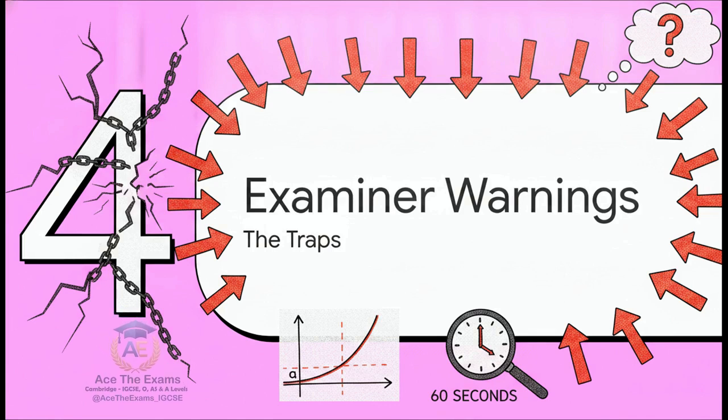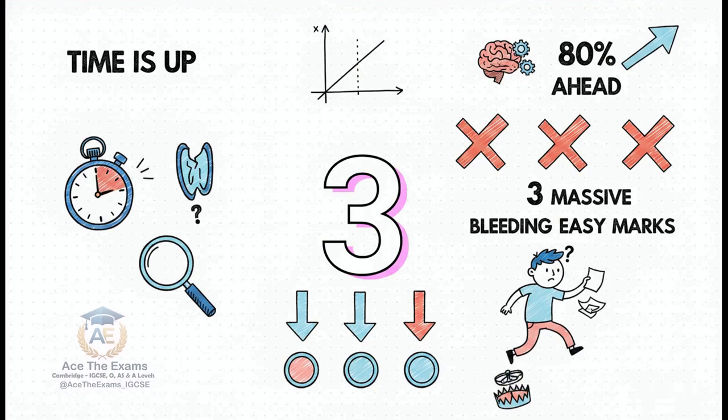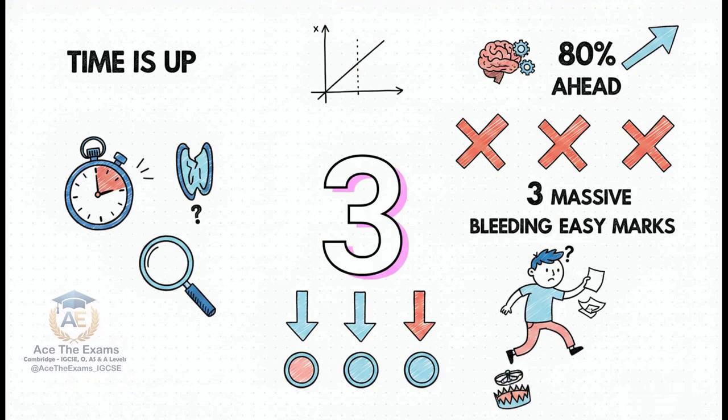Okay, let's think like an examiner and figure out where things go wrong. The absolutely crucial point here is that there are exactly 3 massive mistakes that cause students to needlessly bleed easy marks during this exam. If you can memorize these 3 warnings, you'll instantly place yourself ahead of like 80% of the candidates sitting in that room. Let's see what they are.